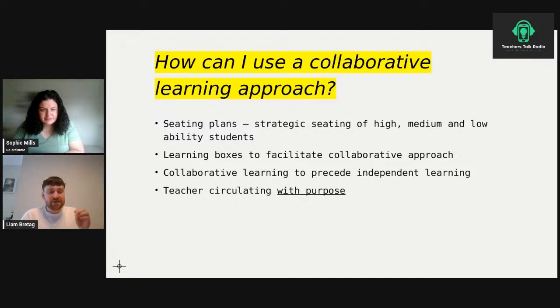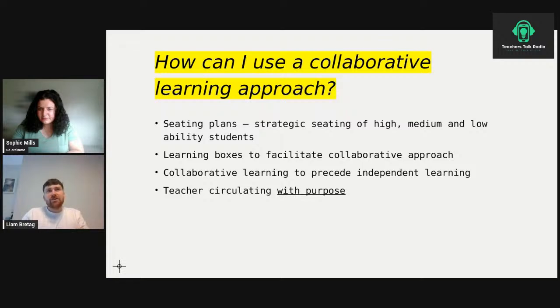That's something that is central to our focus in MFL. We've got what we call learning boxes on the tables. So every single table, we're in groups of 4, and we always have 4 whiteboards, 4 pens, 4 rubbers, and it's just part of our lesson routines. Students are seated strategically according to high, medium, and low ability.